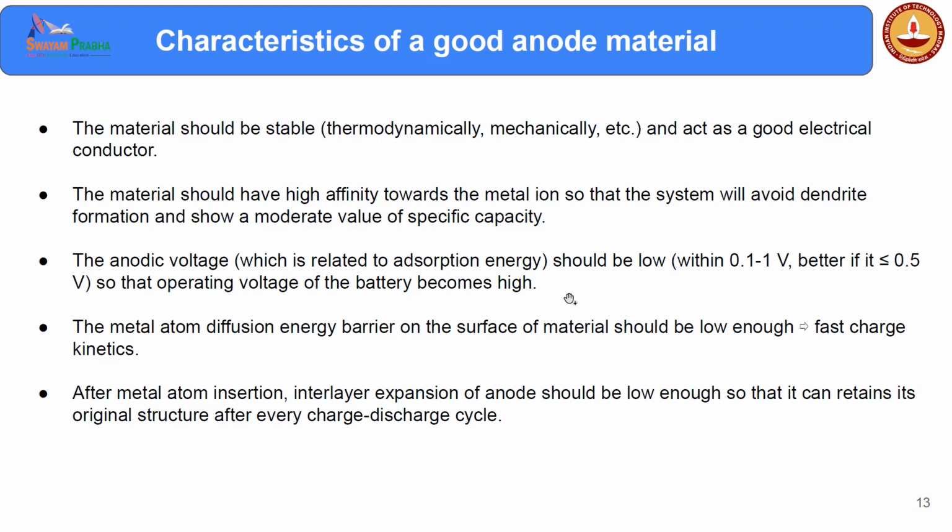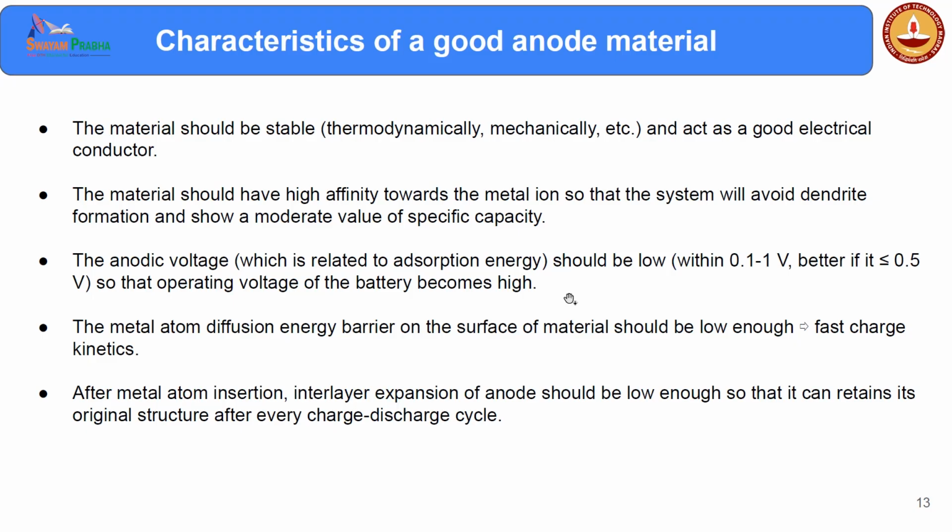And why the strong binding is required is because if the metal ions are not binding strongly to this particular anode, it will slowly form the dendrite. They will start to agglomerate among themselves, like sodium clusters or lithium clusters, and these clusters will grow slowly and pierce the separator, leading to the short circuit current, which can obviously create the safety issue and blow up the whole battery.